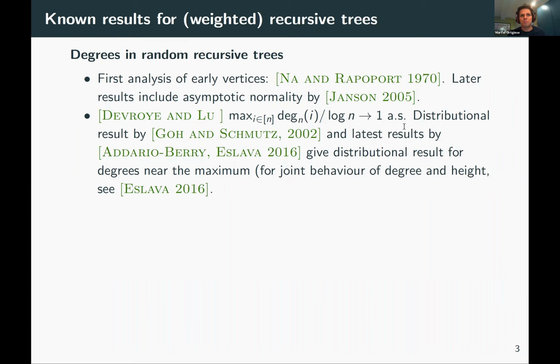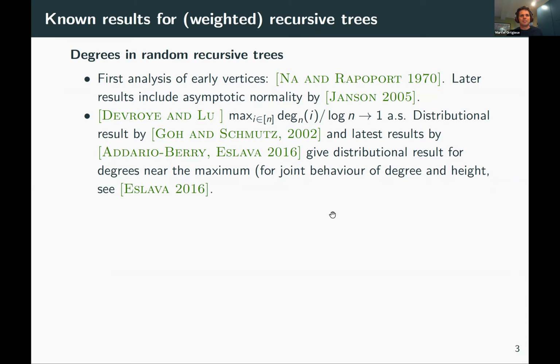And then later Addario-Berry and Slava showed a whole point process. So you look at all the degrees, plot them on the real line, and then you get a point process result for that. Good. And that describes things very well. That's what we aspire to, trying to get something similar to these results. And I'll reformulate that later in the second half of the talk.